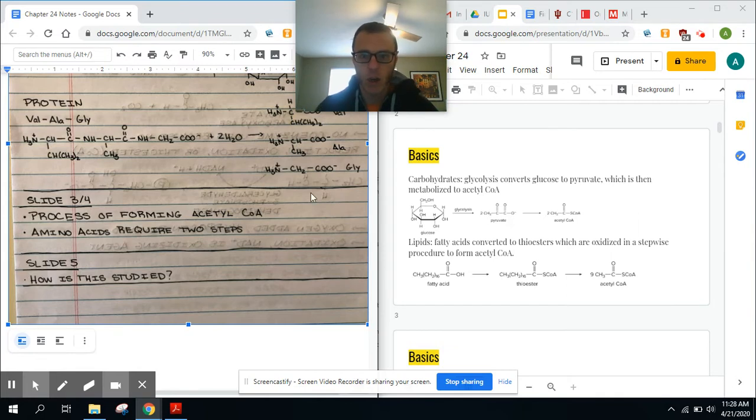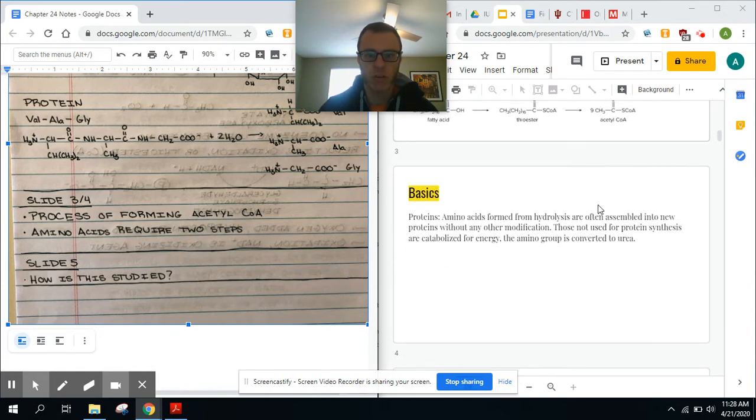Carbohydrates: glycolysis converts glucose to pyruvate, which is then metabolized to acetyl CoA. There you go. Lipids, this is fatty acids. Fatty acids are converted to thioesters, which are oxidized in a stepwise procedure to form acetyl CoA. All right.